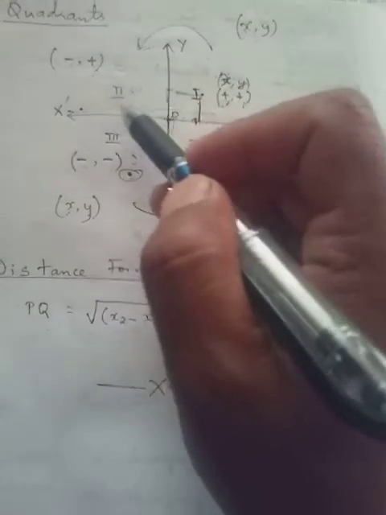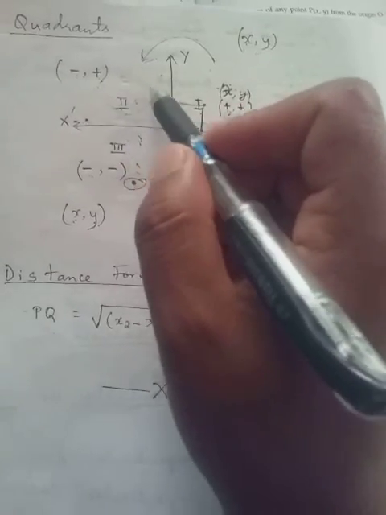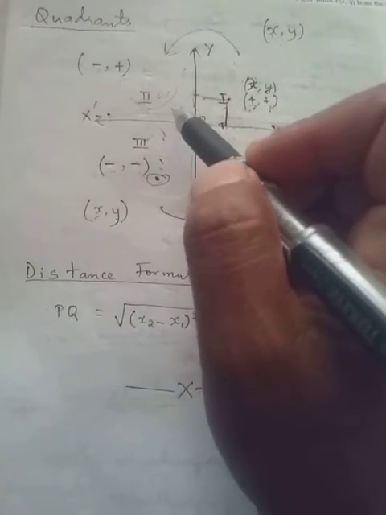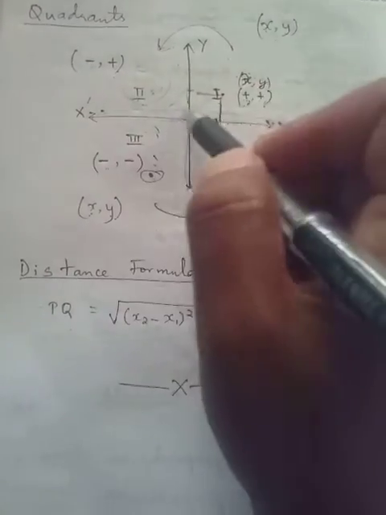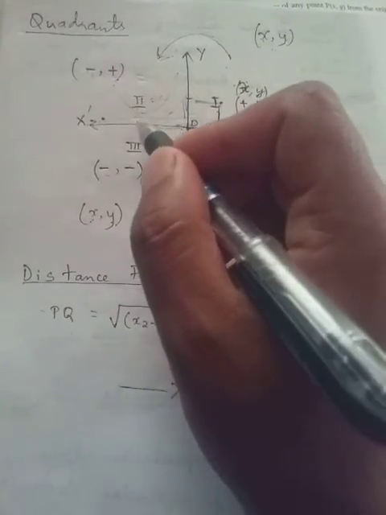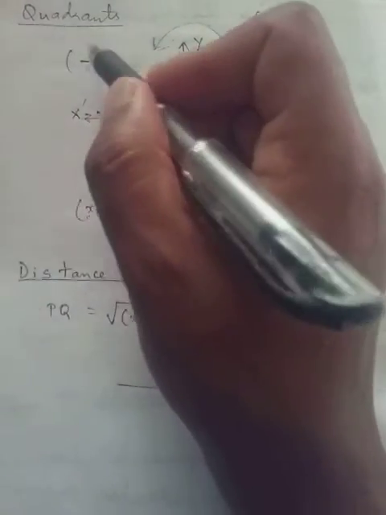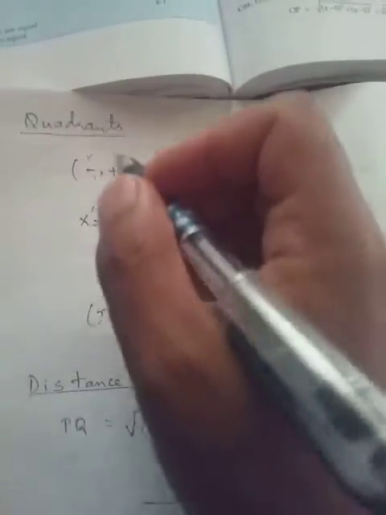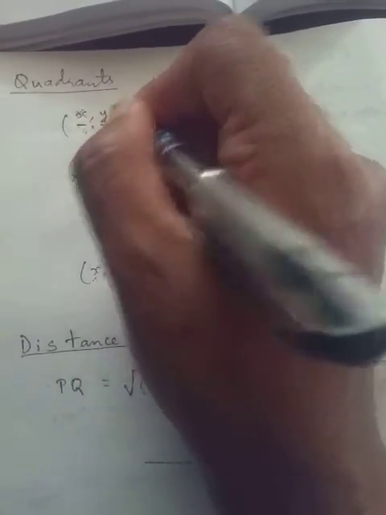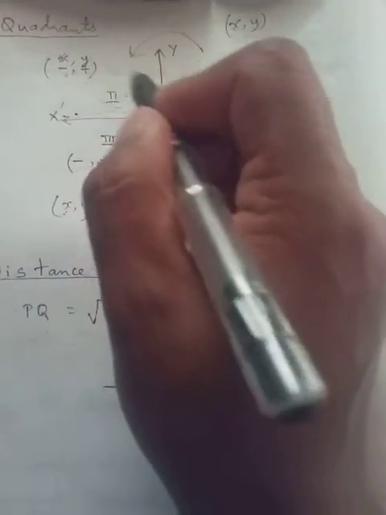But in the second quadrant, if any point falls on this region, it is made up of x dash and y. The sign convention for x dash is all negative. Therefore your x here will be negative, and your y will be positive. So this is your sign convention for the second quadrant.